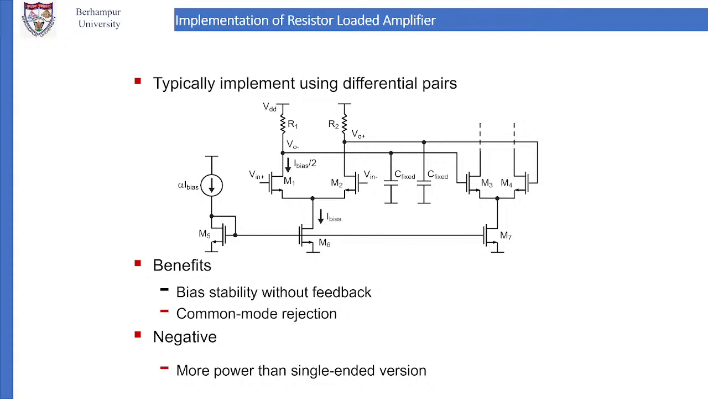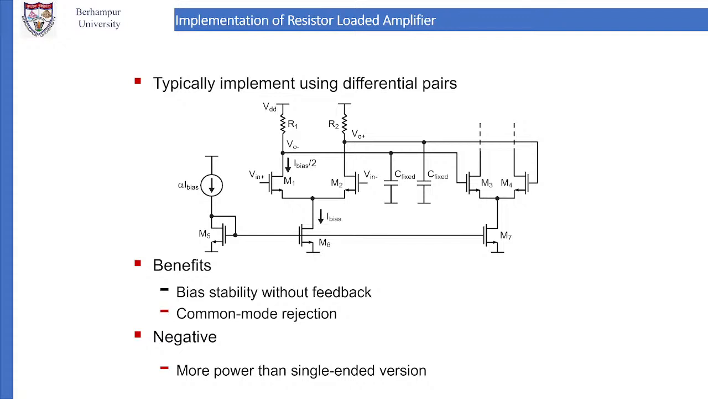The basic benefit is bias stability without feedback. You don't require feedback here from the output to the input. The bias is stabilized, and we have a good common mode rejection ratio, CMRR.